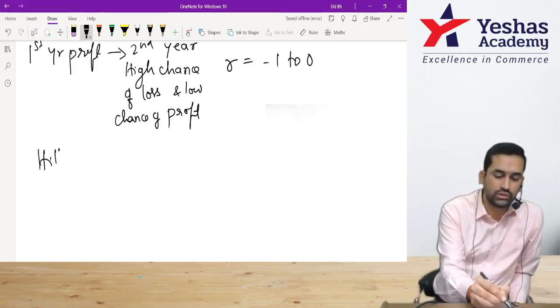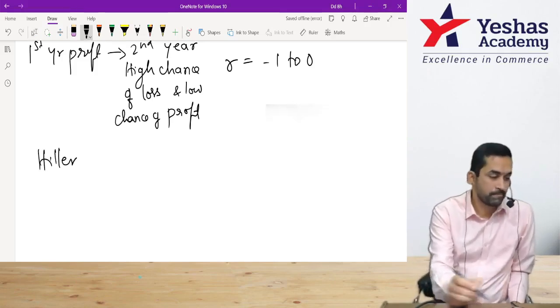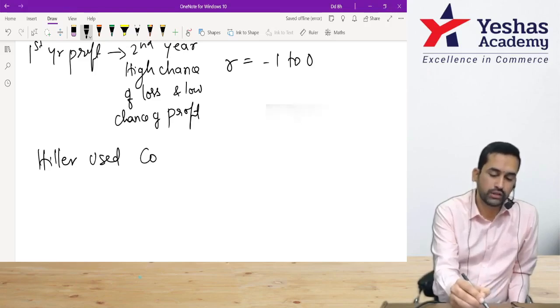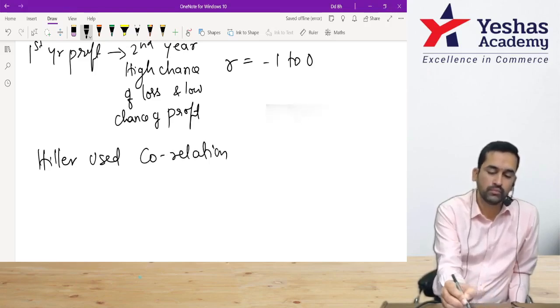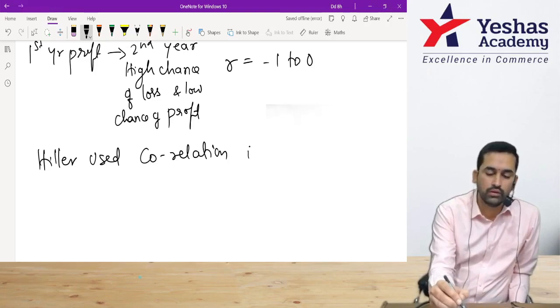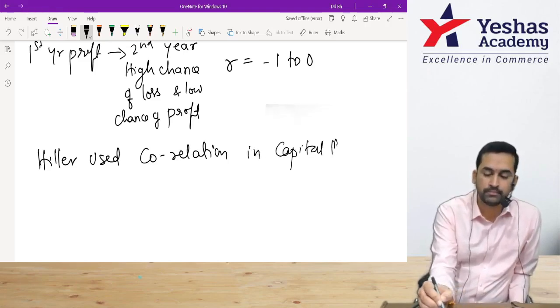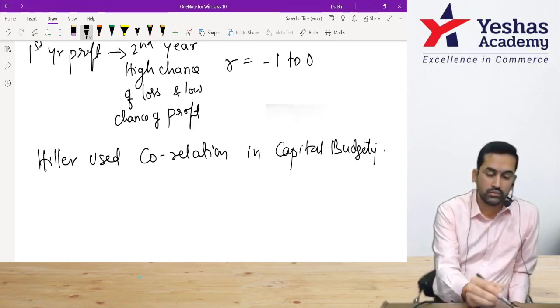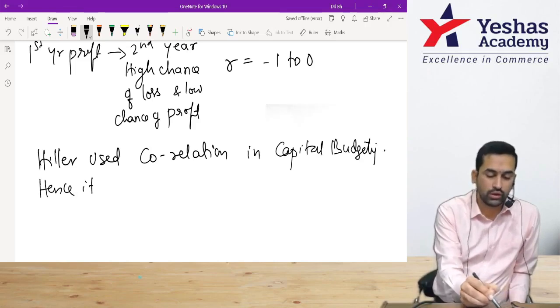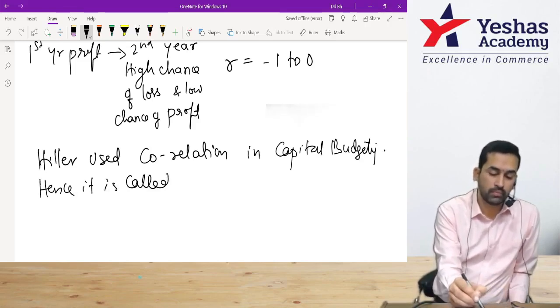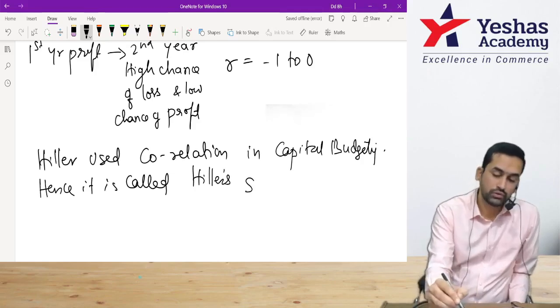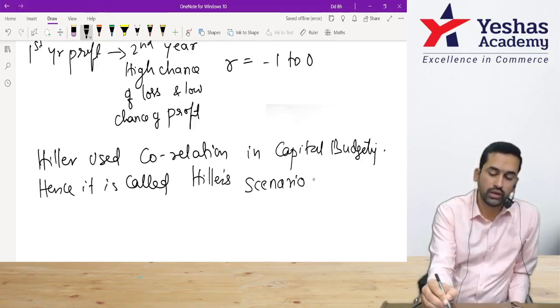Hiller used correlation in capital budgeting. Hence it is called Hiller's scenario analysis.